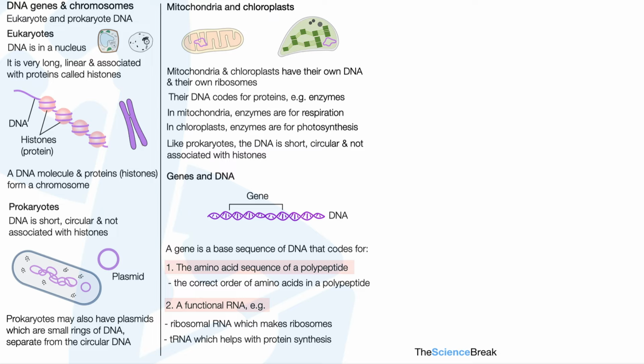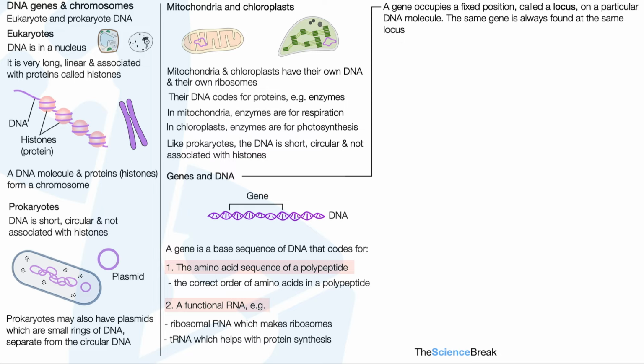Students often forget the second function of a gene there, so it's worth making a note and making an effort to remember that. Genes and DNA, let's have a look at that in a bit more detail. A gene occupies a fixed position called a locus on a particular DNA molecule. The same gene is always found at the same locus. A locus is a bit like an address for the gene.